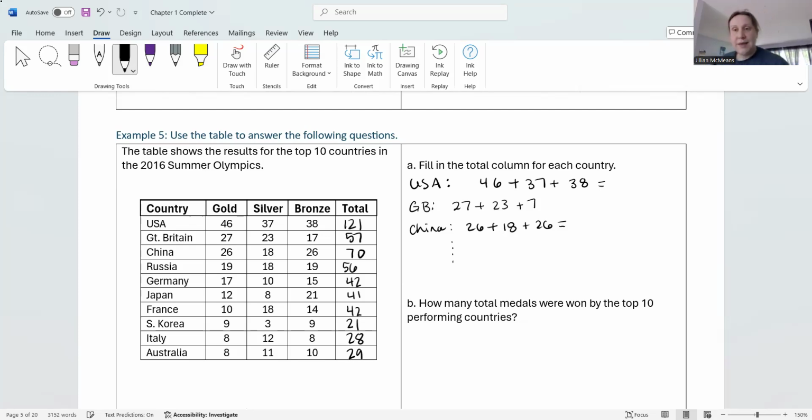Okay, so again, there's a time and there's a place to use your calculator. I want to know that you know how to add by hand. There will be a time where I'm like, hey, add these numbers by hand without a calculator. In a situation like this where you're adding this many numbers, a calculator is completely reasonable.